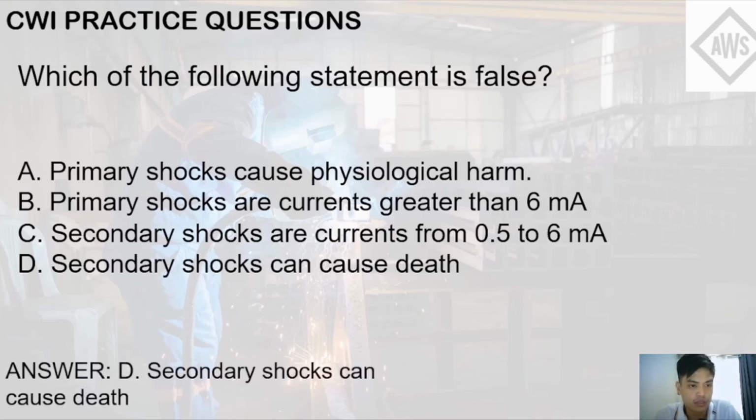So why are the others incorrect? Primary shocks can indeed cause physiological harm. These shocks are greater than 6 milliamperes, so letter B is also correct. Letter C, secondary shocks are indeed classified from 0.5 to 6 milliamperes. They don't cause physiological harm. They might cause minor tingling of the senses or the muscles, involuntary movements of the muscles, but they will not cause physiological harm or irreversible harm to the organs of the person exposed to that kind of current.